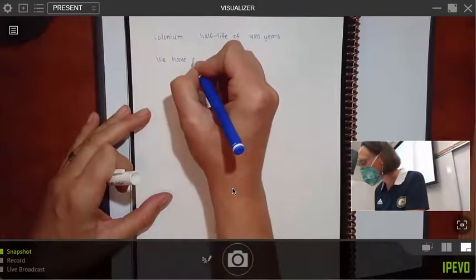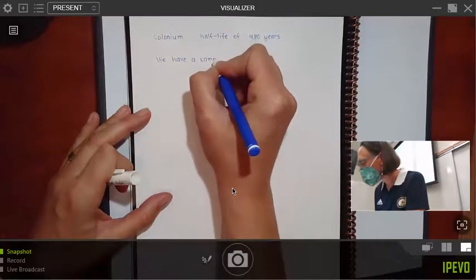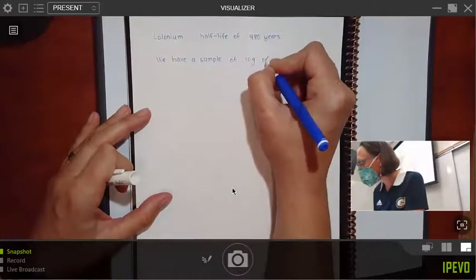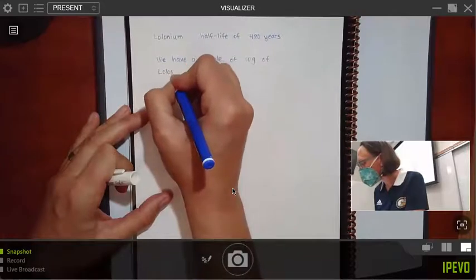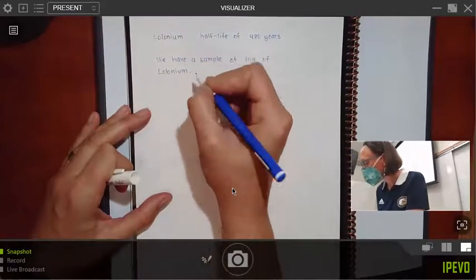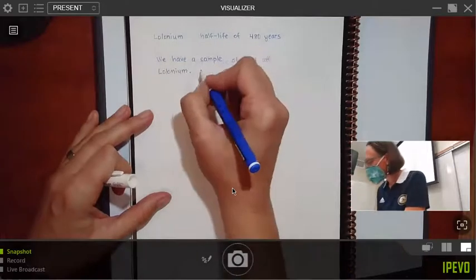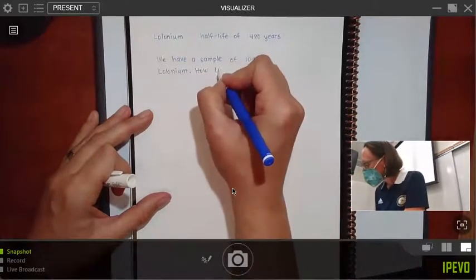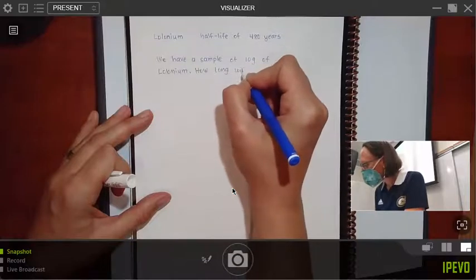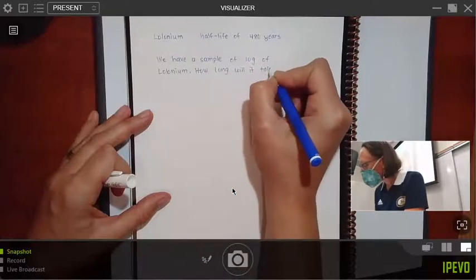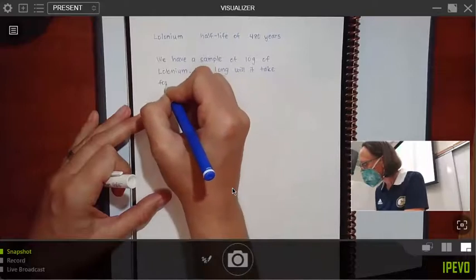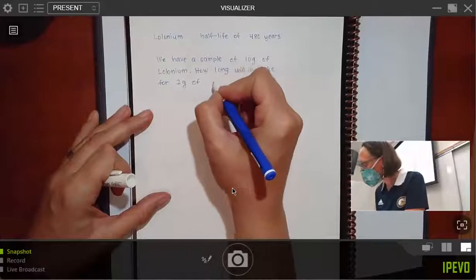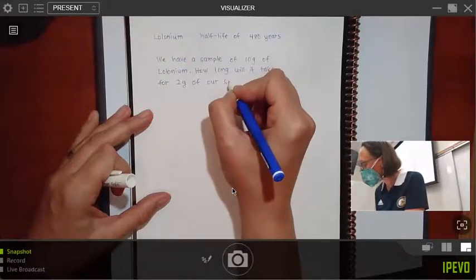So here's the situation. We have a sample of 10 grams of lolonium. How long will it take for 2 grams of our sample to decay?